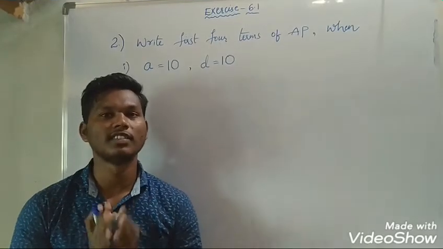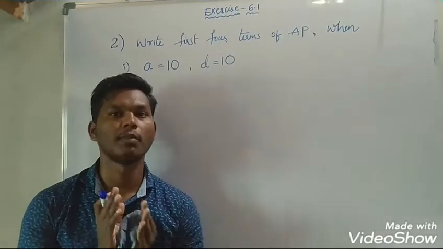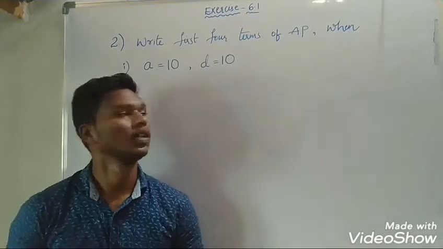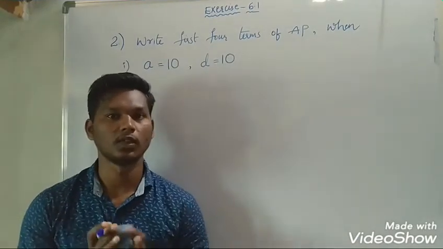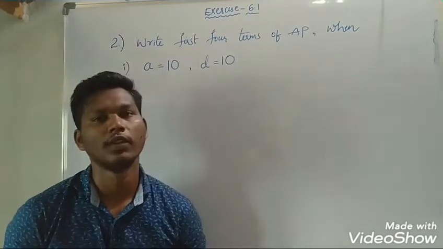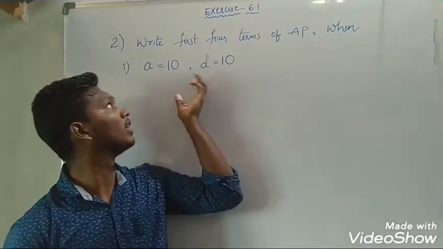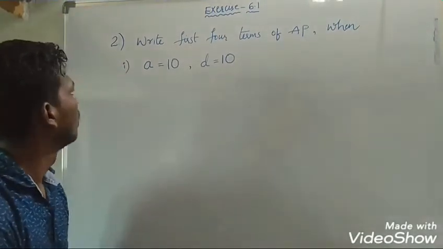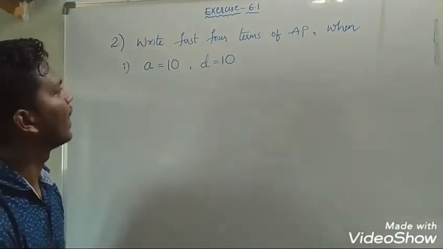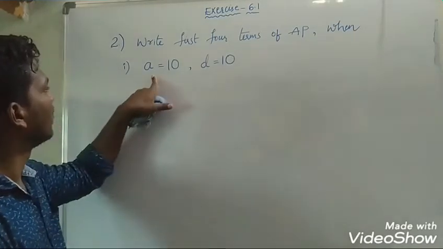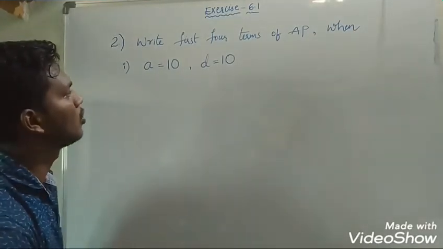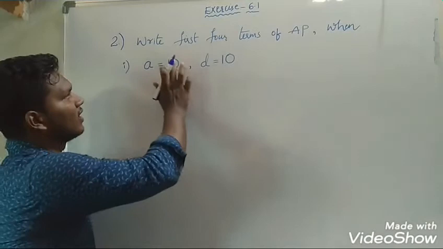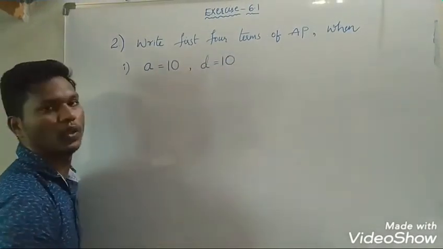Okay friends, so in this lesson we are going to solve questions number 2, 3 and 4. In the previous class we learned question number 1, right? In this lesson we are going to solve some problems based on arithmetic progressions. Now question number 2. Write the first 4 terms of the AP when A is equal to 10 and D is equal to 10, friends. See friends, he is asking us to find the first 4 terms, right?